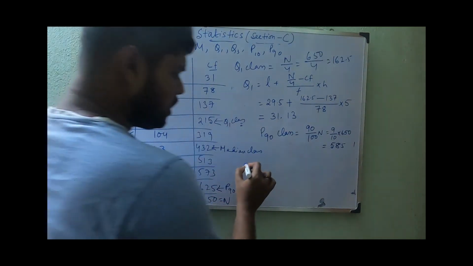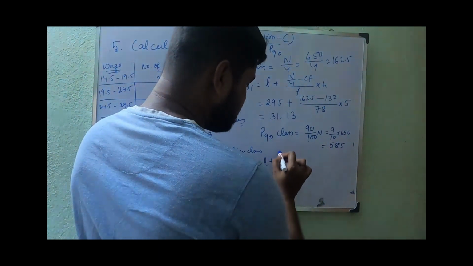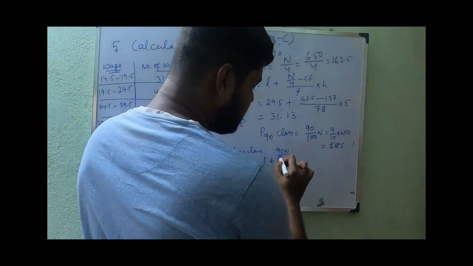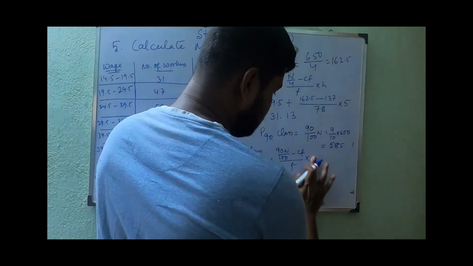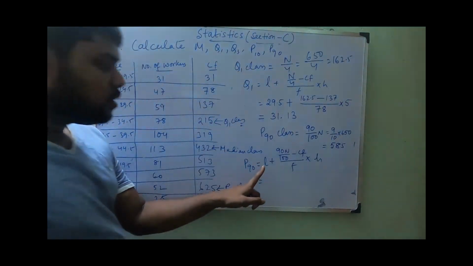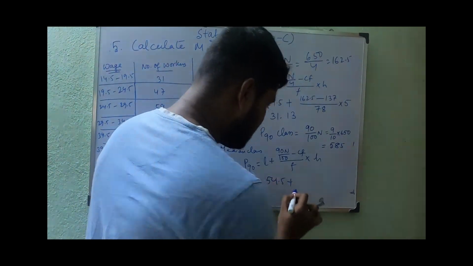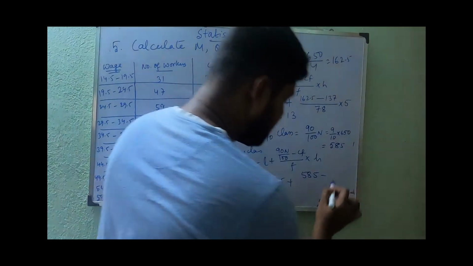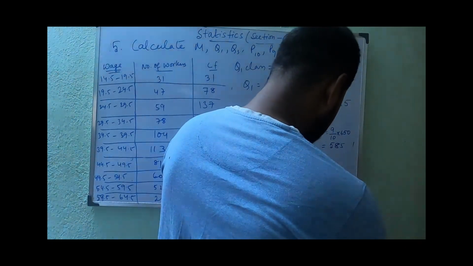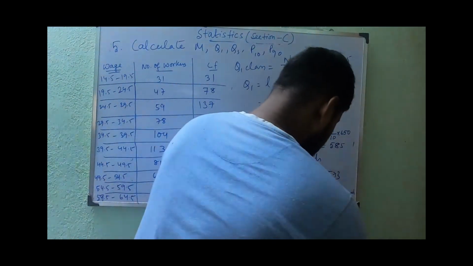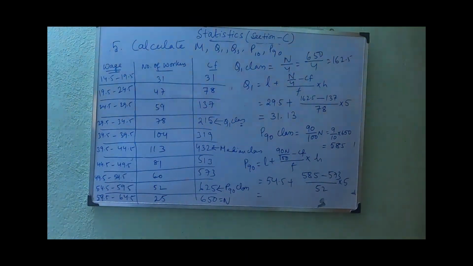Now P90 is going to be L plus (90n by 100 minus CF) by F, into H. L is the lower limit of the P90 class, that is 54.5. So 54.5 plus (585 minus CF of the previous class, that is 573) by 52, into 5. Once again, do all the calculation and check.